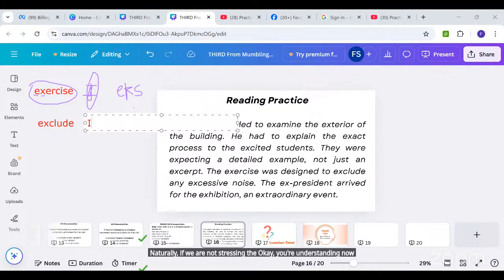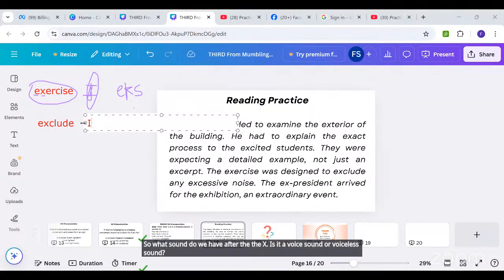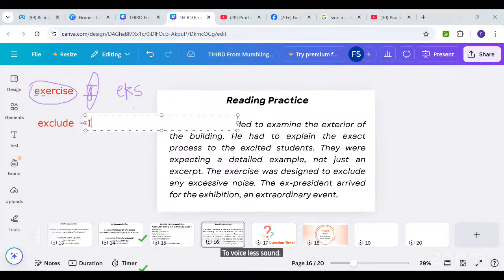So now let's go to the X. What sound do we have after the X? Is it a voiced sound or voiceless sound? It's a voiceless sound. Okay, so the X now, what sound will it make? The K sound. Yes, you're correct. So this word will be pronounced exclude. That's correct. Exclude.